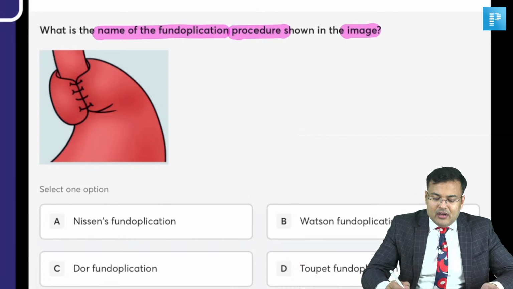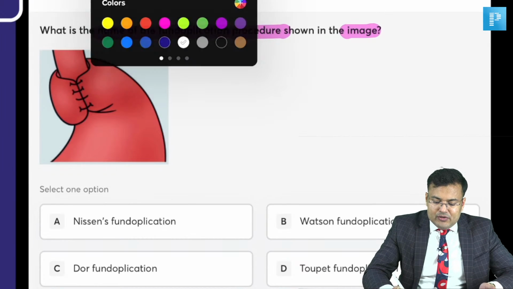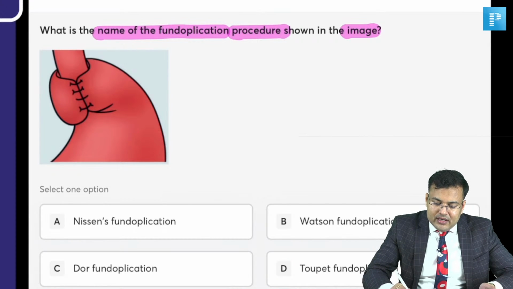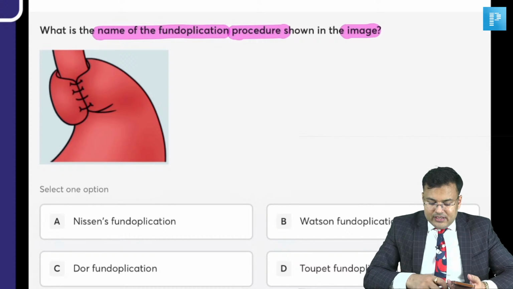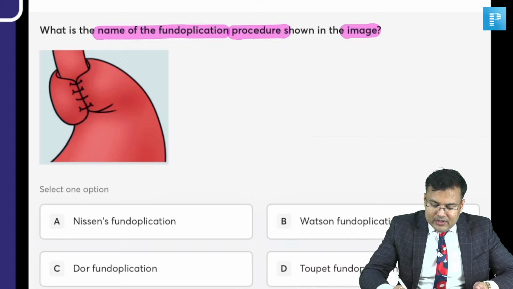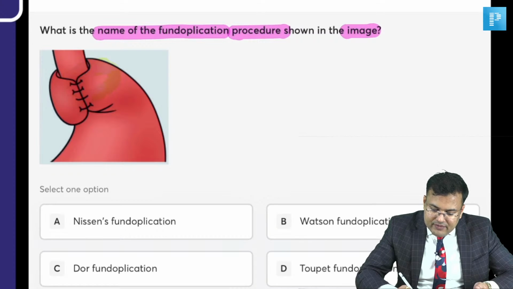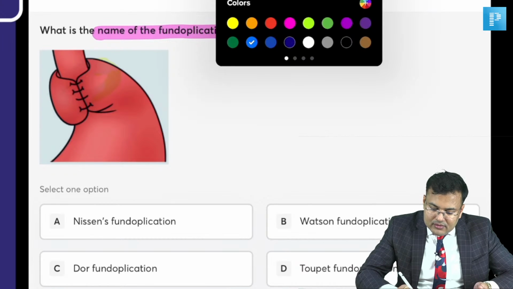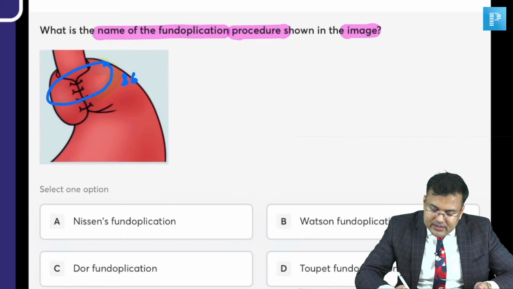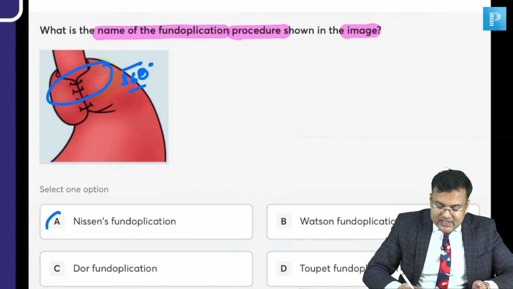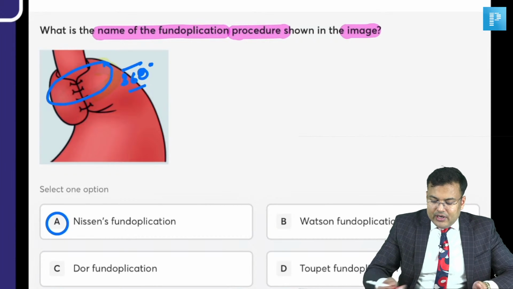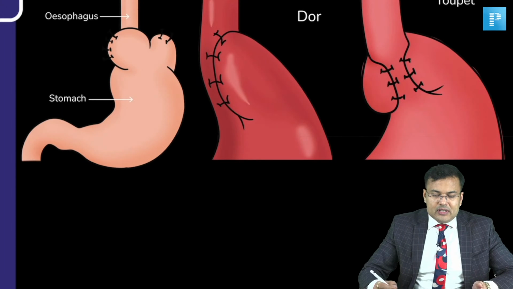Guys, you can see here how much fundoplication in this image. You can see it is 360 degree. Clear? So this is 360 degree fundoplication, and you know that 360 degree is Nissen's fundoplication. So what is the correct answer? Nissen's fundoplication. See other types of fundoplication, because other types are also asked.